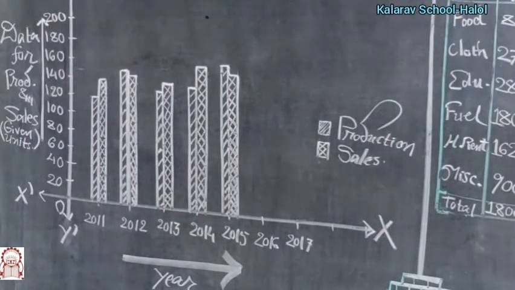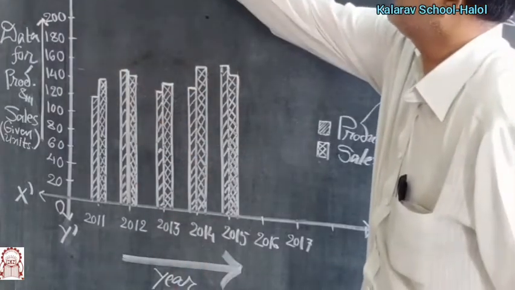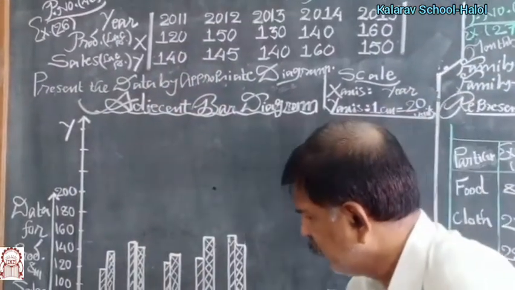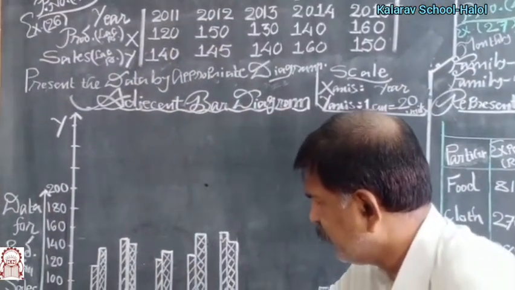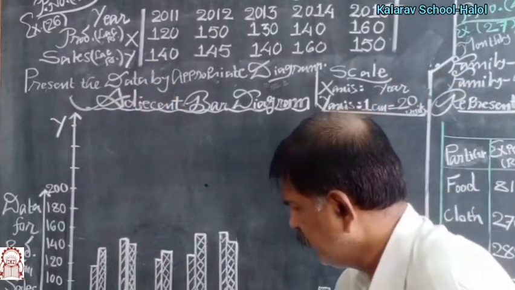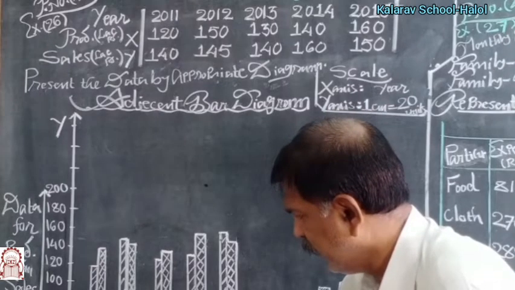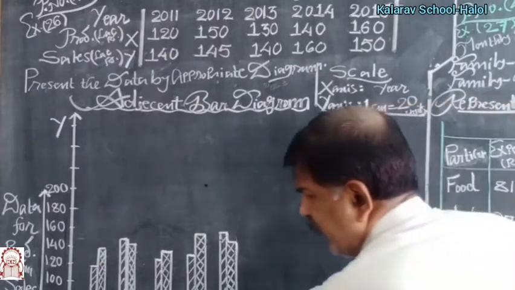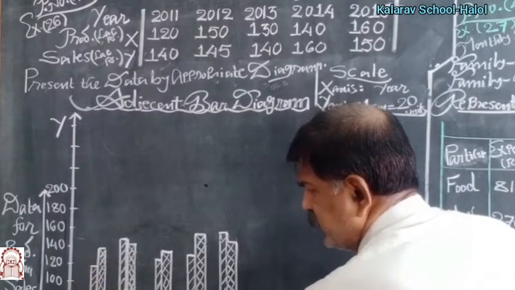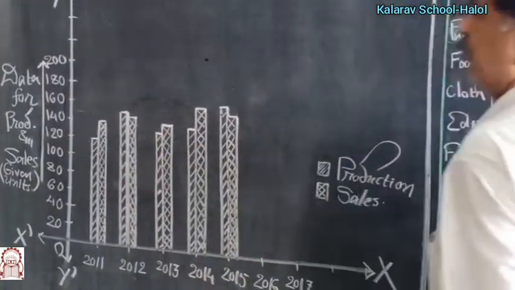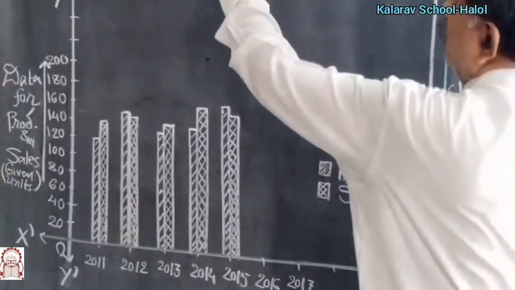Now, for the year 2011, understand for the first one or two years only. For 2011, production is 120 units. See, the first line is 120 units. And 140 is the sale, in the second, adjacent column. If two columns are taken together this way, it is known as not only the bar diagram but the adjacent bar diagram. For the year 2012, 150 and 145.